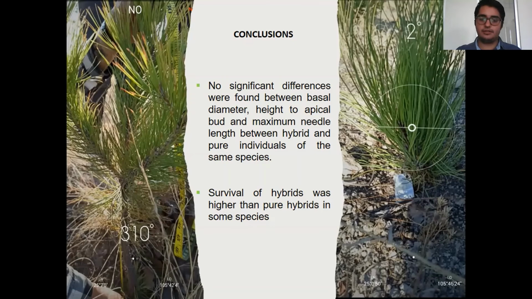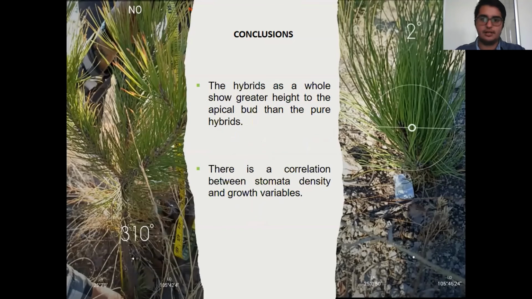So in conclusion, no significant differences were found in basal diameter, height to the apical bud and maximum needle length between hybrid and pure individuals of the same species. But we did find significant differences when we compare the height to the apical bud of hybrids as a whole and pure individuals. Survival of hybrids was higher than pure individuals in some species, as I told you, in Pinus arizonica and Pinus durangensis. As I told you, the hybrids as a whole show a greater height to the apical bud than the pure individuals, and there is a correlation between stomata density and growth variables.